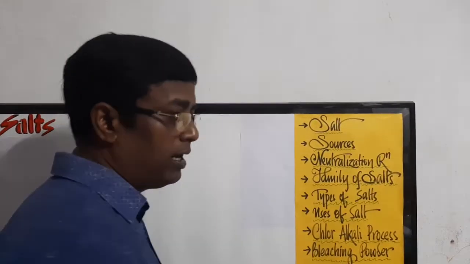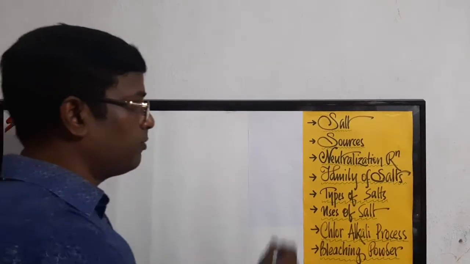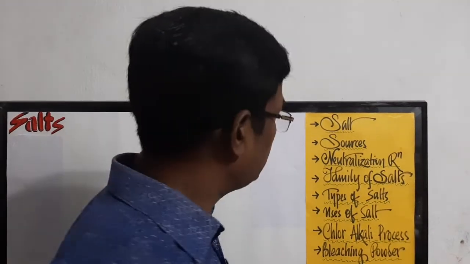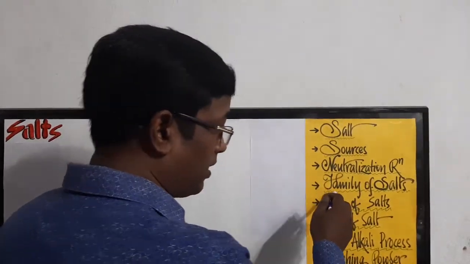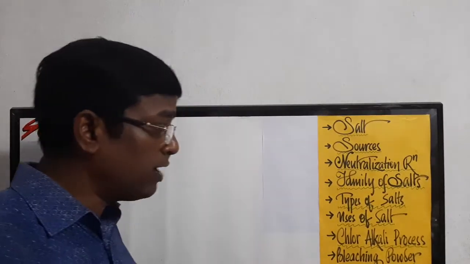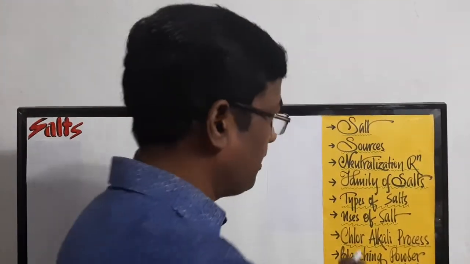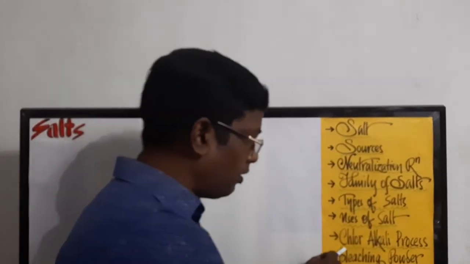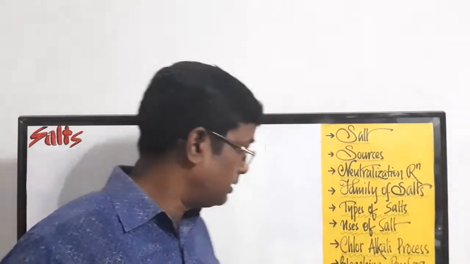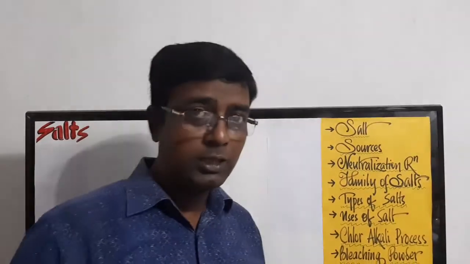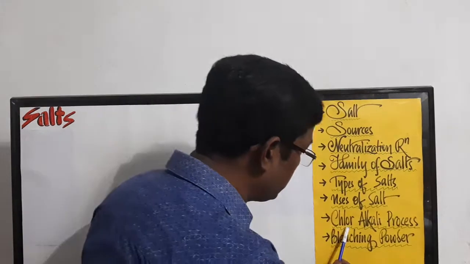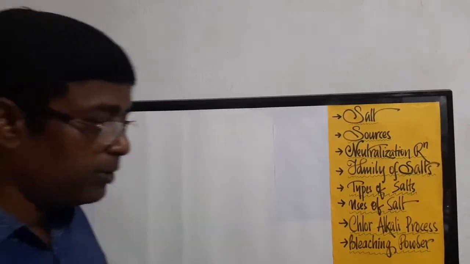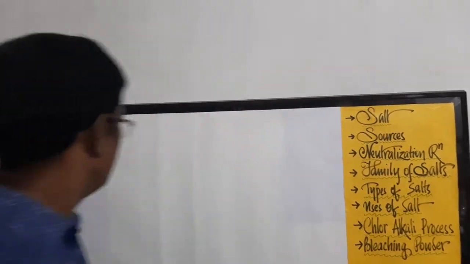Here, we'll come across the various sources from where salts are obtained, the neutralization reaction through which salt is produced. Then I will introduce you to the various families of salt. You will be saying hello to them. Then we'll discuss types of salts, uses of salts, followed by a very important process, the chloralkali process to produce the alkali sodium hydroxide, and chlor stands for chlorine. And last but not least is bleaching powder in our topic list.